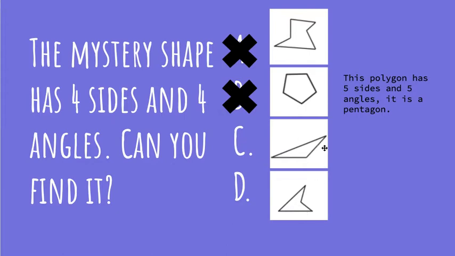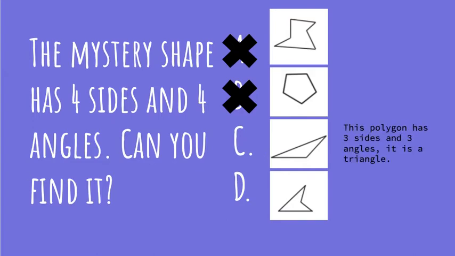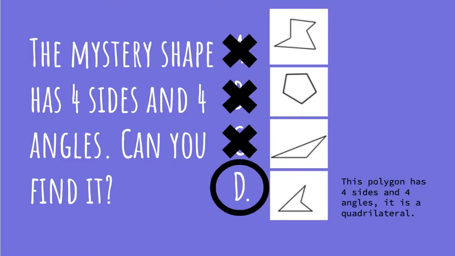Now let's look at C. Go ahead and count C. I see 1, 2, 3 sides, and 1, 2, 3 angles. So that means it's a triangle, but it's not our mystery shape. So now let's look at D. Let's count those sides and angles. 1, 2, 3, 4. So I've got 4 sides, and now let's count the angles. 1, 2, 3, and 4. I've got 4 sides and 4 angles, so that is our mystery shape. We can call it a quadrilateral, by the way.